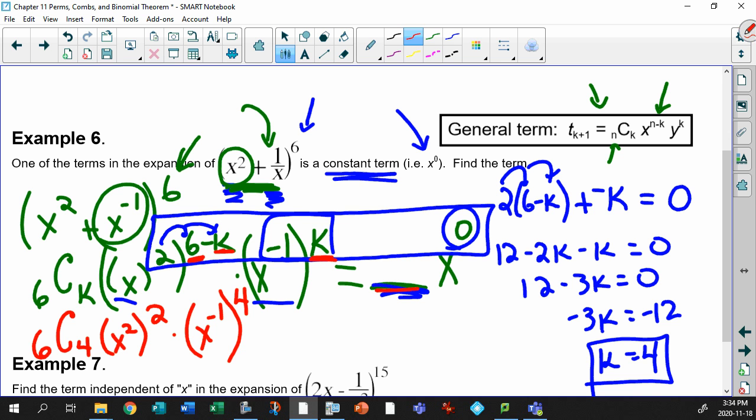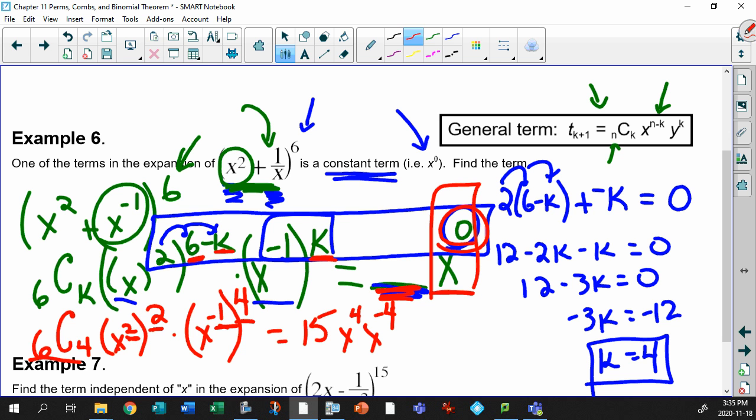We can find out what the number is in front of this x to the power of 0, which is the coefficient we're looking for. Well, if we do that and we do a couple of things here, it's actually pretty easy after that. Put this in your calculator. 6 choose 4 actually works out to be 15. X squared to the power of 2 is x to the 4. Oh my goodness. -1 times 4 is x to the -4. And look at that. We get, in fact, the x to the 0 we were looking for. Right? This works out to be 15 x to the 0, or just plain old 15.